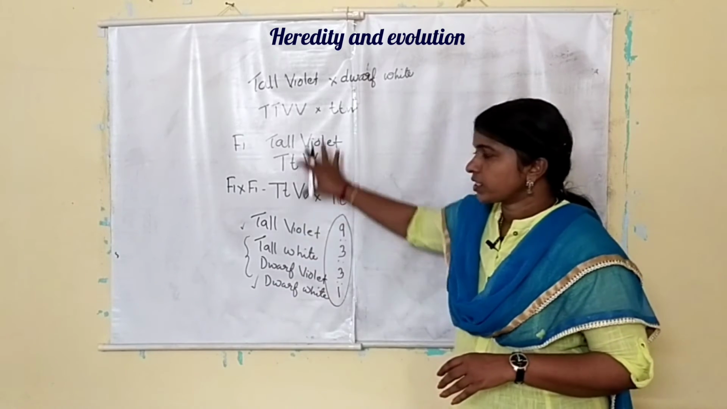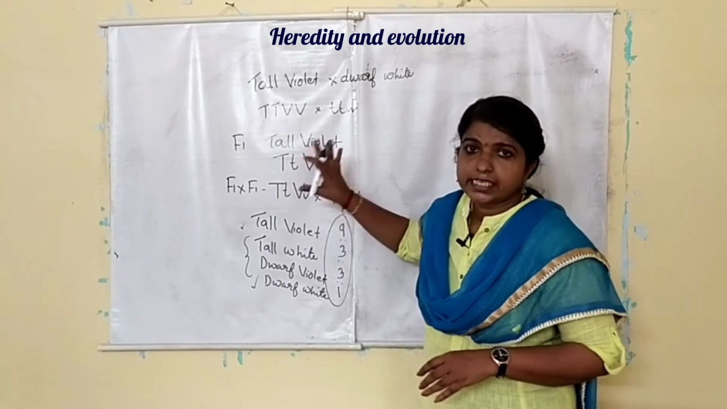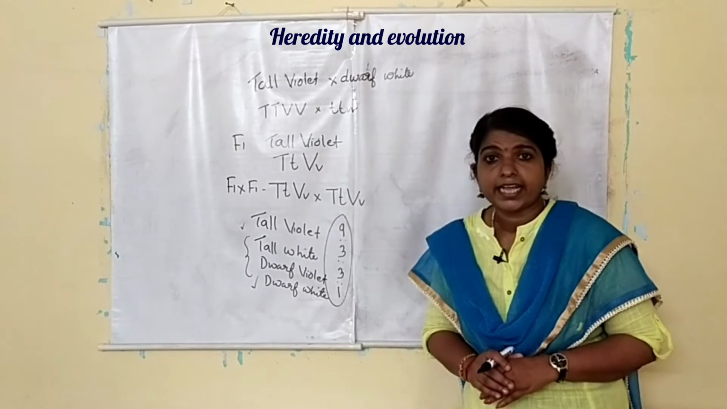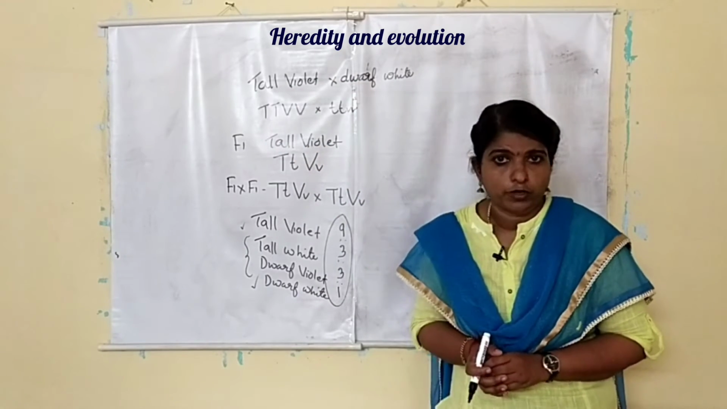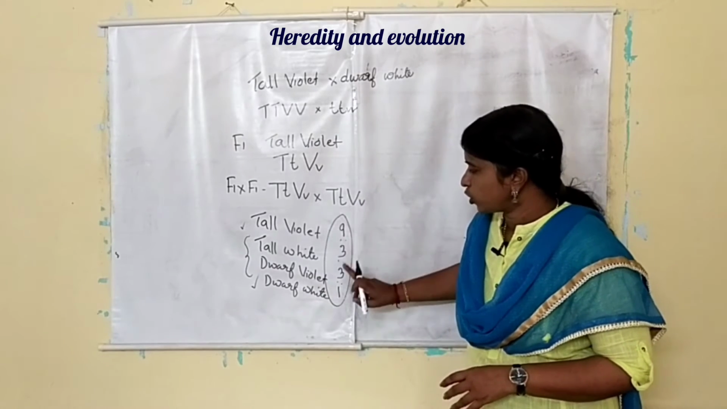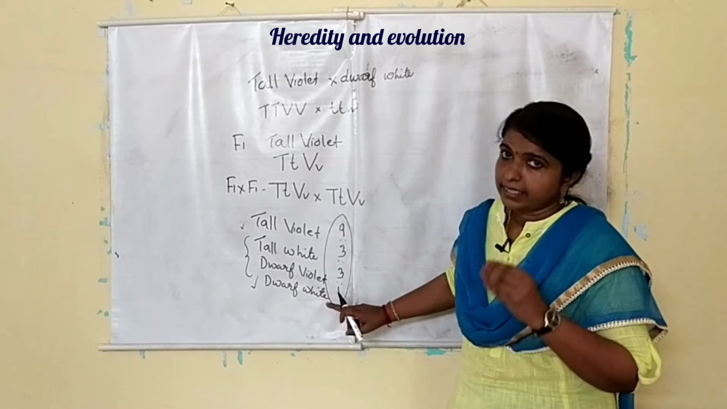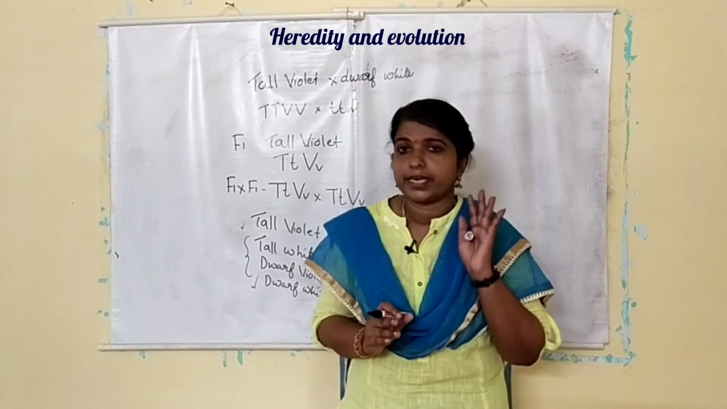Okay, that was the cross. Clear? This type of cross is known as the dihybrid cross because two different characters are involved. Dihybrid cross, and the ratio is 9:3:3:1. And the conclusion was that characters are inherited independently.